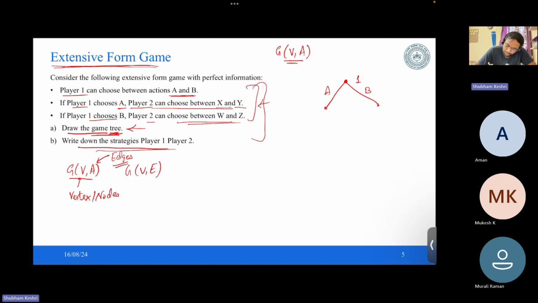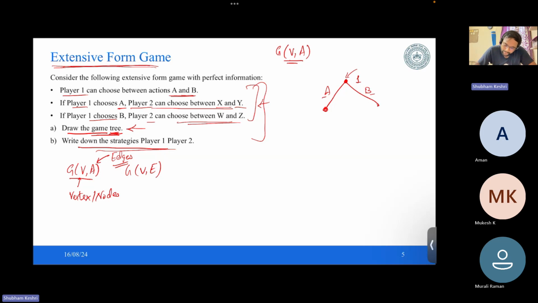So this point which I am calling 1 is actually a node, and at this node, player 1 is supposed to play. That is why I'm writing 1 over here. And when I'm writing A and B, these are edges between this node and this node. So on this edge, there is one strategy a player can play. It can either be A or B in this case.